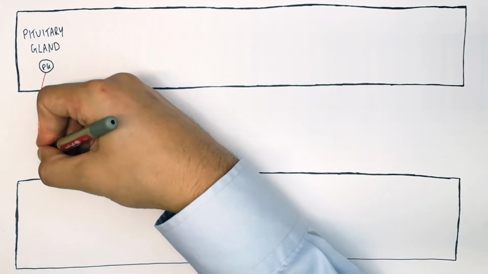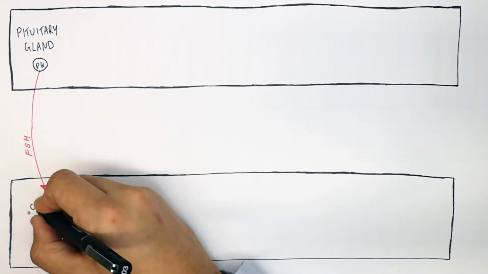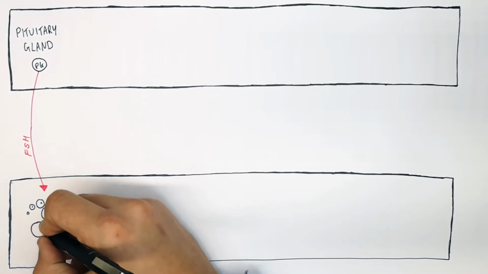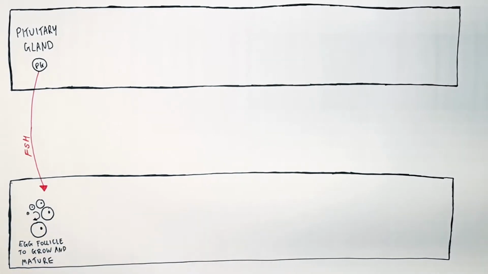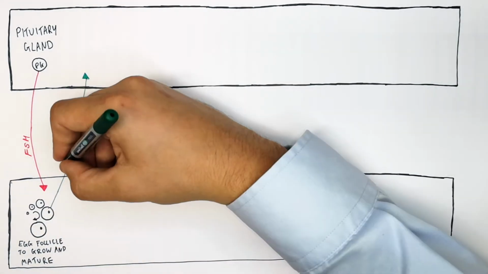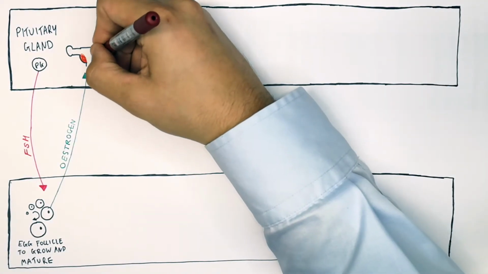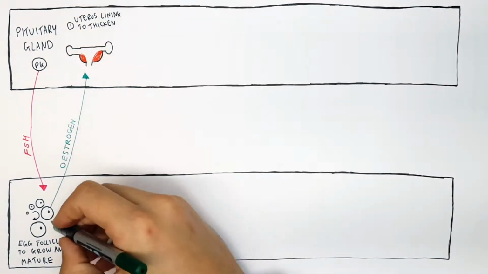So firstly, the pituitary gland secretes FSH. This goes to the ovaries where it causes the egg follicle to grow and mature. That's step number one. Then estrogen is produced by the egg follicle, and this causes the uterus lining to thicken.